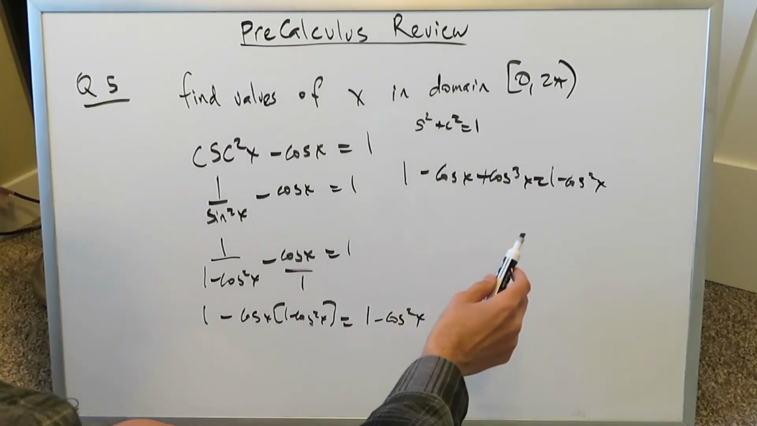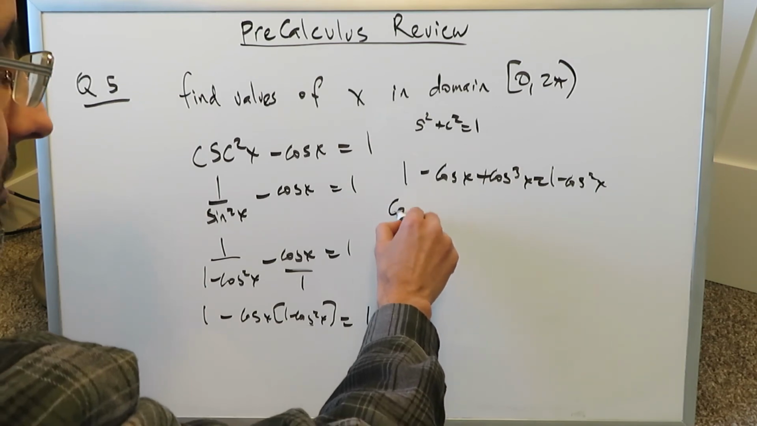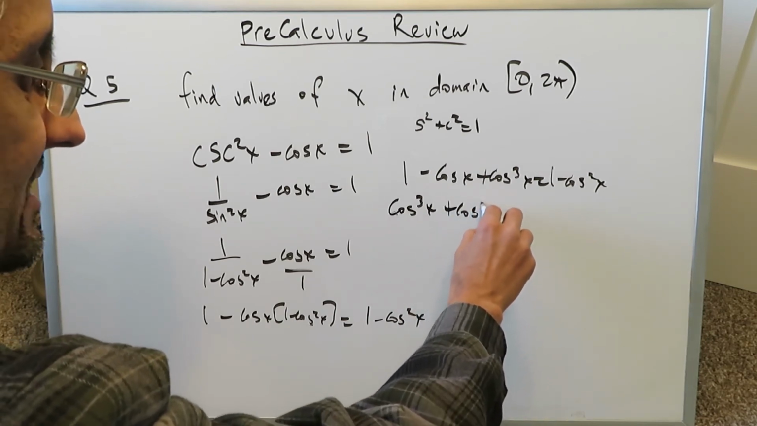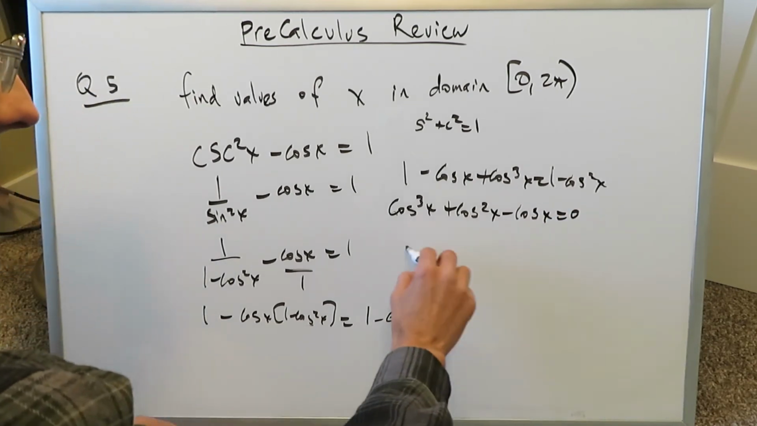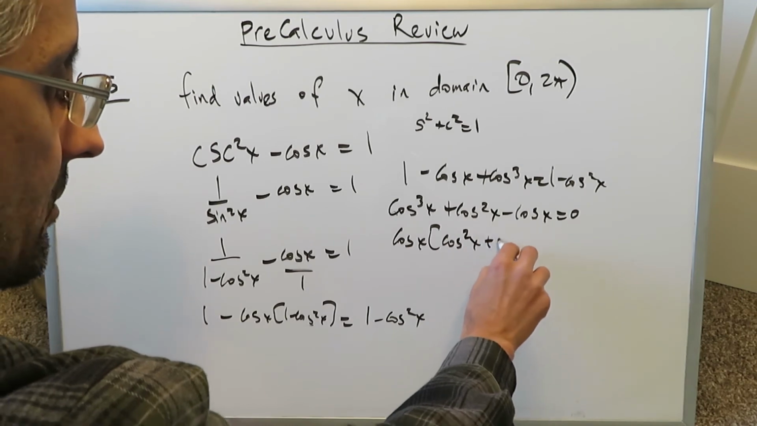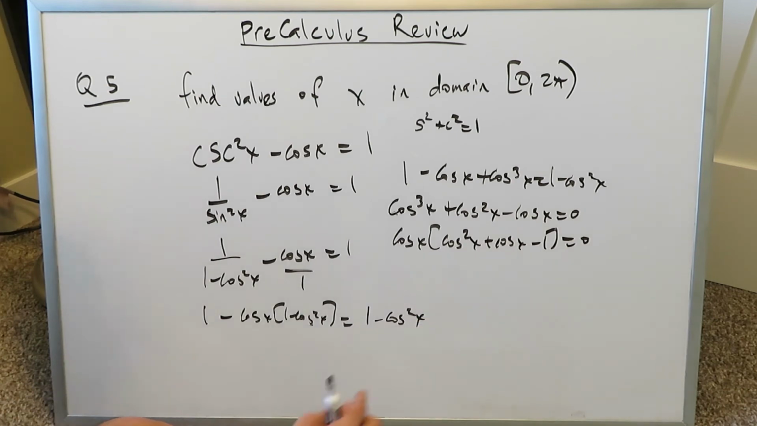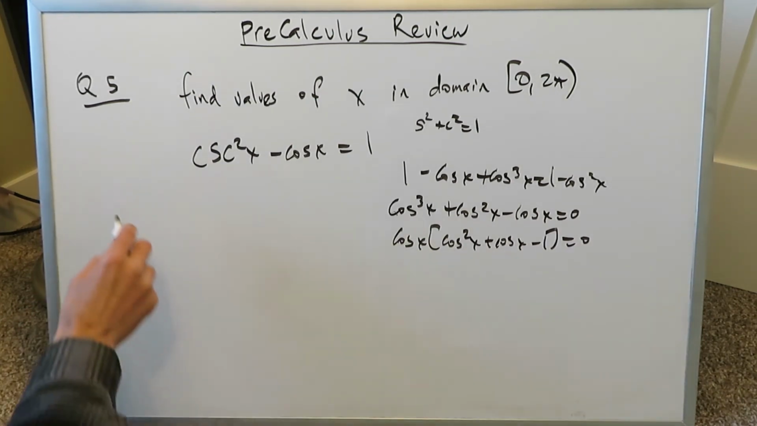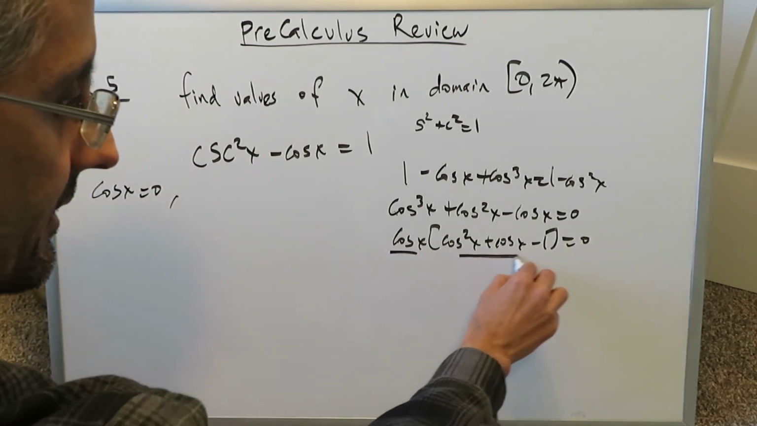Bring everything onto one side of the equal sign, the ones will cancel out. I'm going to write this from a high order exponent to a low order: cosine cube x plus cosine square x minus cosine x is equal to 0. Isolate a cosine x. Cosine x goes here, and then you have cosine square x plus cosine x minus 1 is equal to 0. You can separate this into two parts. Let's make some space over here. In one part we have cosine x is equal to 0, and this right here represents my other part.